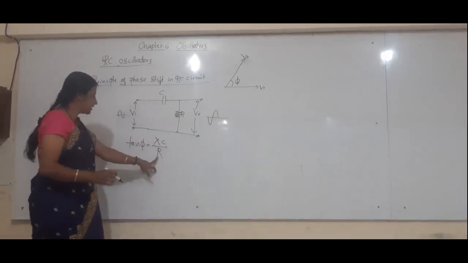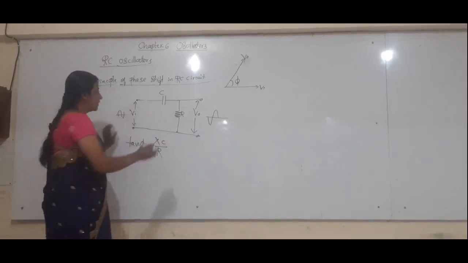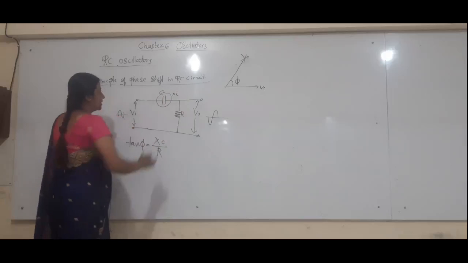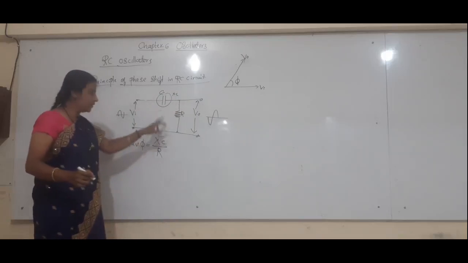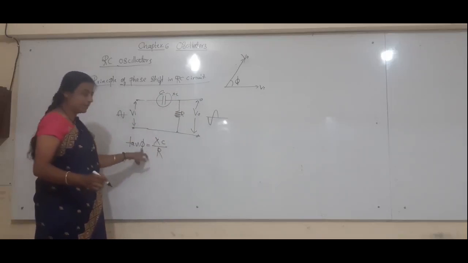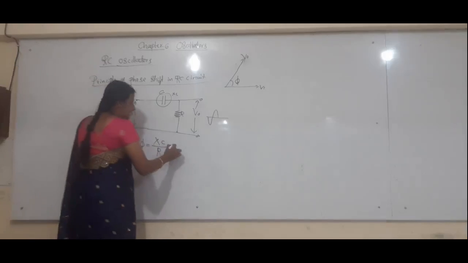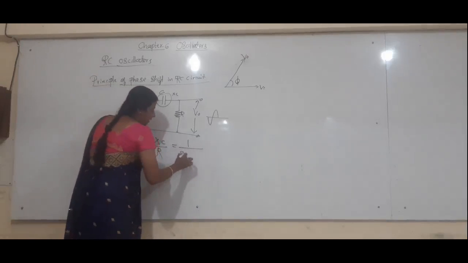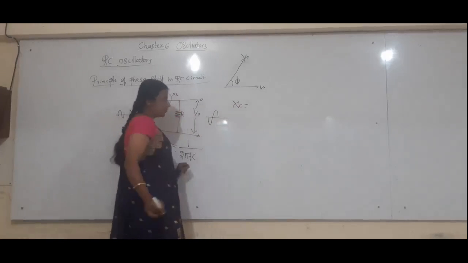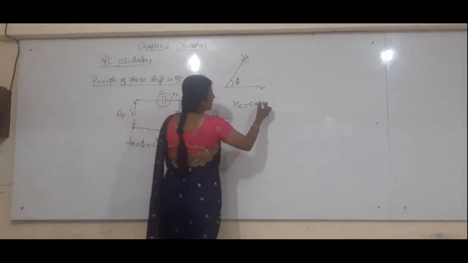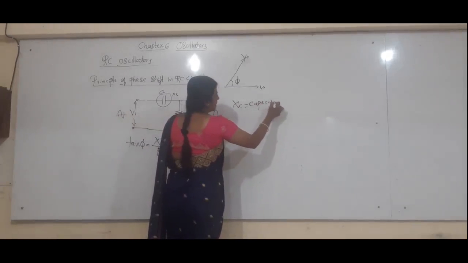So that is Xc by R, where Xc is the capacitive reactance divided by the resistance of the network. By using these values we can calculate tan phi, where Xc is equal to 1 divided by 2 pi f C. Already we know the capacitive reactance.